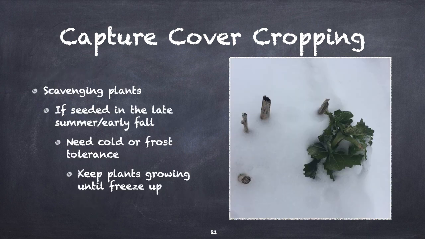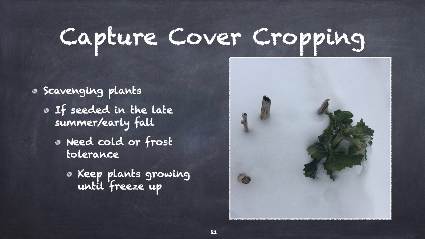So if you're seeding in the late summer, early fall, you definitely need to look at that colder frost tolerance if you want to get bigger plants. And ideally, we should have some plant that's going to be green right up until freeze up, or in this case, these collards are sticking through the snow. And it took a long time and a lot of cold for these things to die.